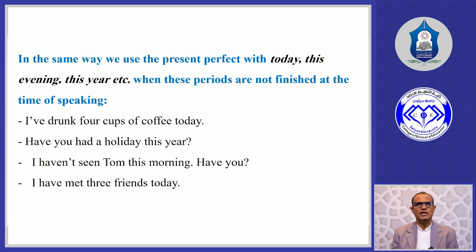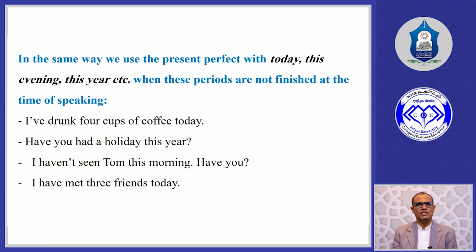Now we'll go to the second point in the present perfect tense, which is using some adverbs and expressions with it. For example, today, this evening, this year, etc. But when do we use these expressions with the present perfect tense? We use the present perfect with today, this evening, this year, etc. when these periods are not finished at the time of speaking, I mean that we are still in this period of time. So when I say, for example, I've drunk 4 cups of coffee today, that means we are still today.